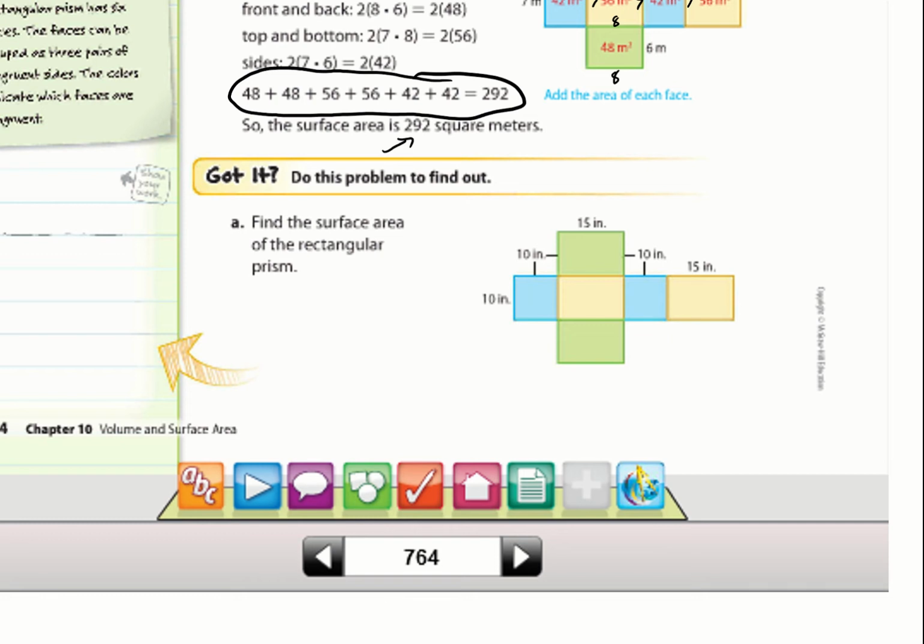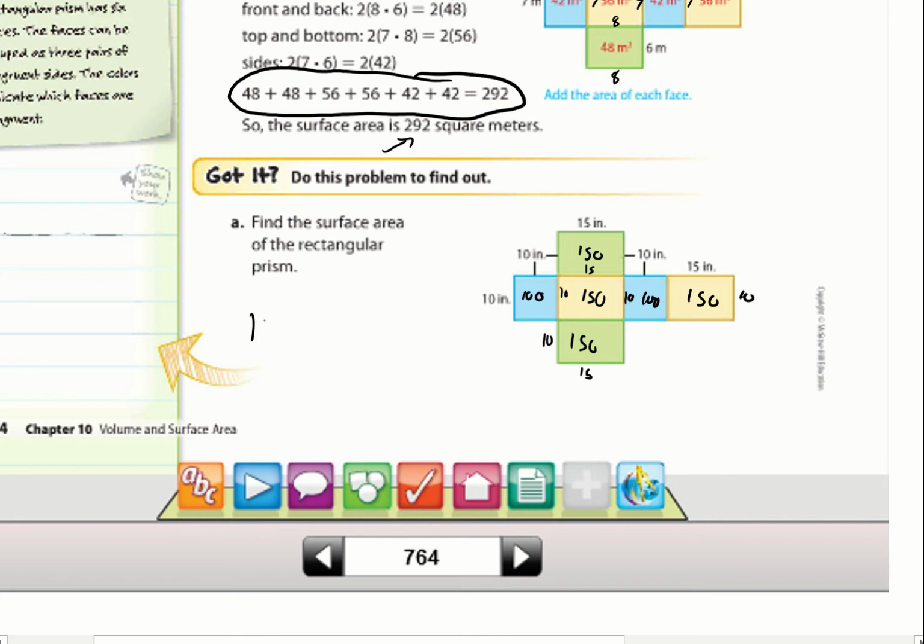I'm going to do A with you guys. So we have 10 times 10 equals 100. 15 times 10 equals 150. This is 15, that's 10. So we have 15 times 10 again equals 150. And then we have 10 and 15, so it's also going to be 150. And 10 times 10, that makes this 100. And since this is 10, this is going to be 150.